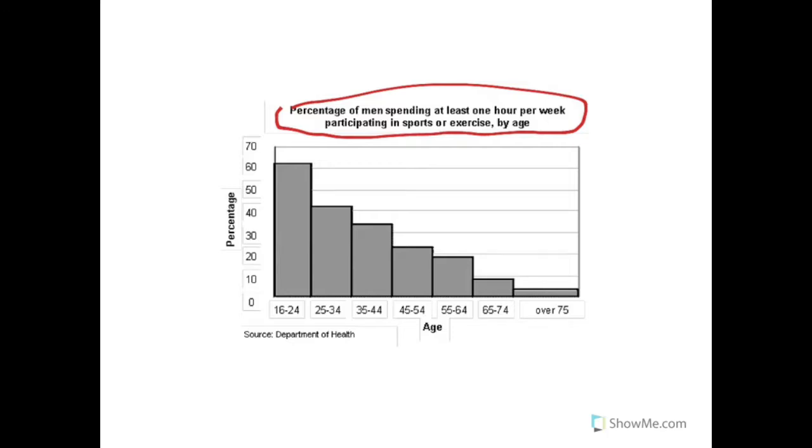In the case of a histogram, you'll notice that the ages down here don't say 16 years old, 17 years old, 18 years old, 19 years old, all the way between 16 and 75 or 100 years old. That would be a massive bar graph. Instead, these are intervals or groups. So you'll notice that men who spend at least an hour a week playing sports or exercising between the ages of 16 and 24, 60% or more than half say that they do spend that time exercising. Then it drops to 40% for men between the ages of 25 and 34.